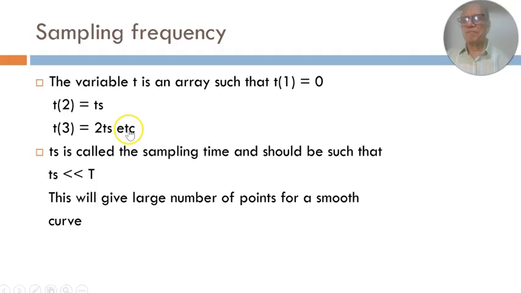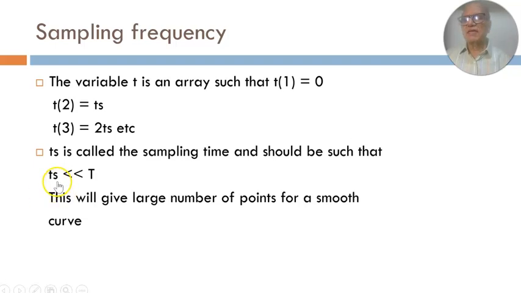details here also. So Ts is called the sampling time and should be such that Ts is much smaller than capital T, where capital T is the time period of the sine wave. So Ts should be much smaller than T. So this will give a large number of points for a smooth curve. So the question is how small Ts should be. So what we'll do is we'll take a couple of examples.